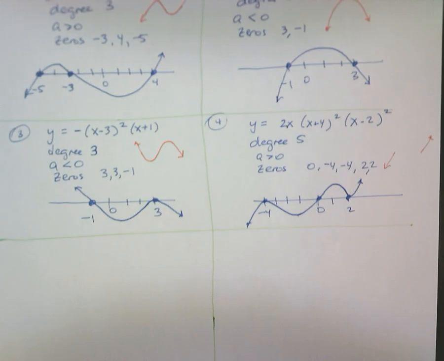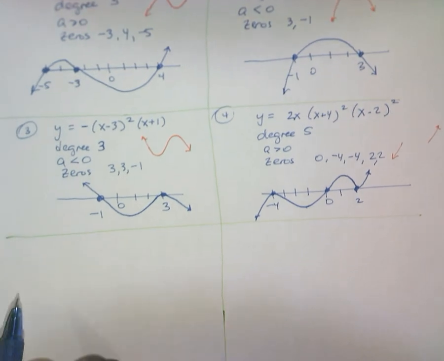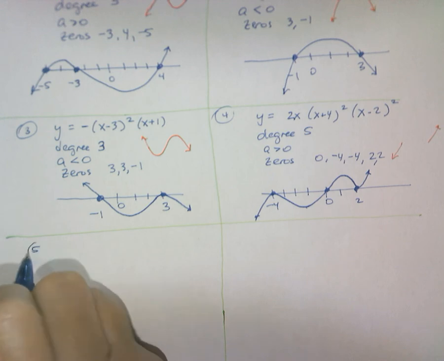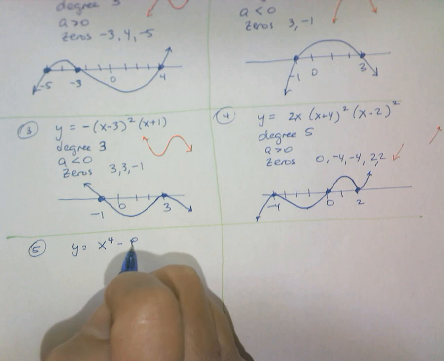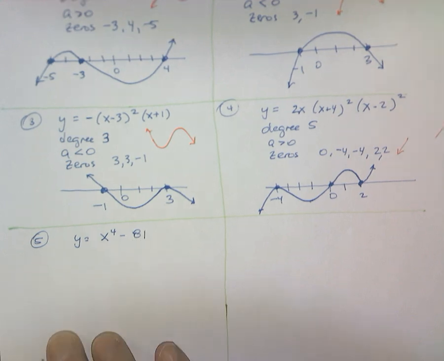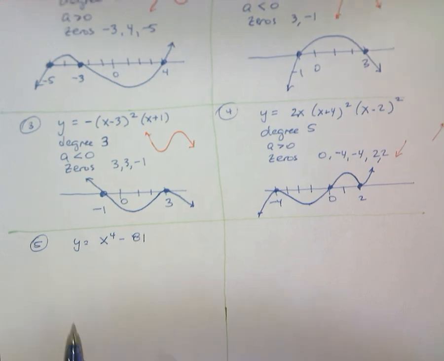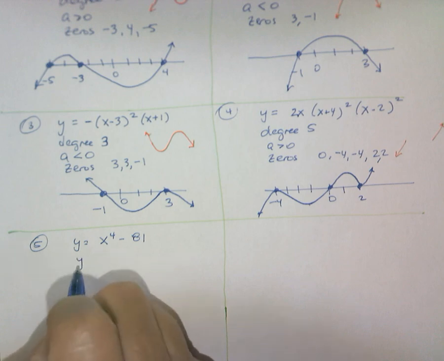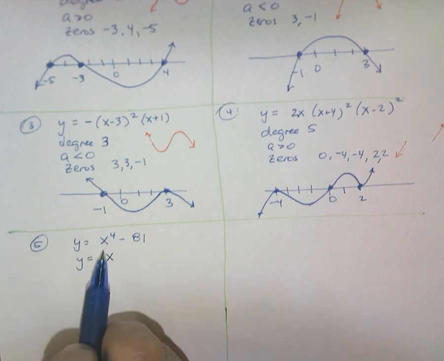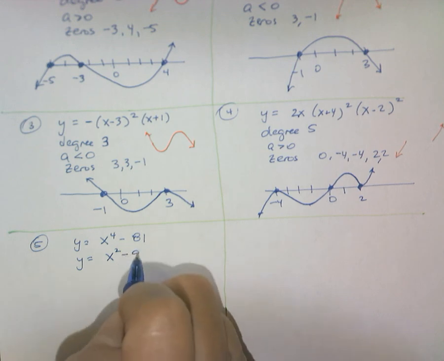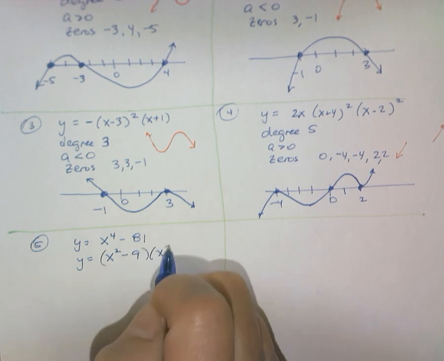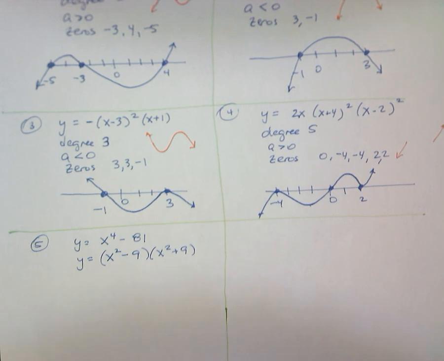And I could do hundreds and hundreds of examples. Let's just do 2 more. So let's do y equals x to the 4th minus 81. This can be factored. This is a difference of squares. So let's go ahead and factor it. So I get the square root of x to the 4th is x squared. The square root of 81 is 9. So I'm going to get x squared minus 9 and then x squared plus 9.